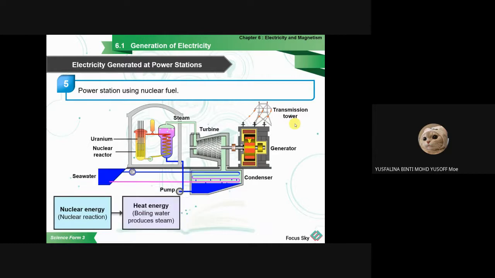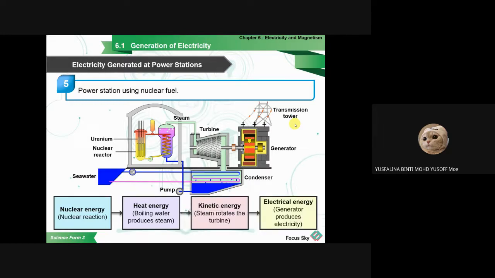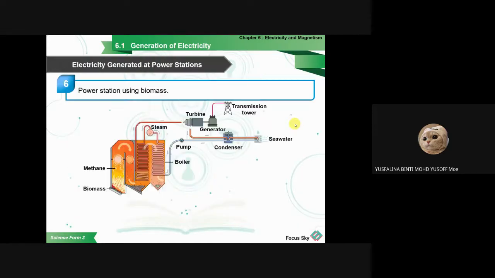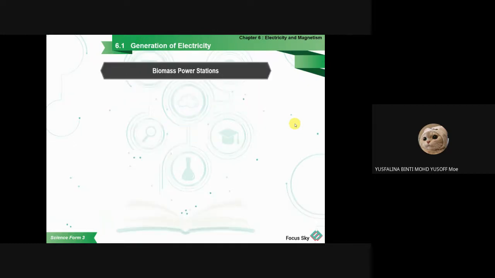And this one uses nuclear fuel, using radioactive substances like krypton, plutonium. This one will produce a lot of electrical energy. And this one uses biomass: we use plants, agriculture or plant residue, and then we burn it and heat the water, and the water will change to steam, and the steam will turn the turbine, and the turbine will turn the generator, so the generator will produce the electricity. So this is for the biomass.